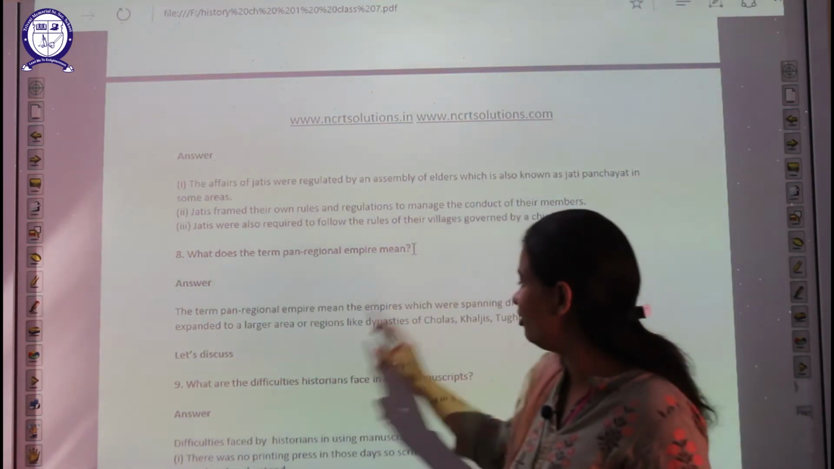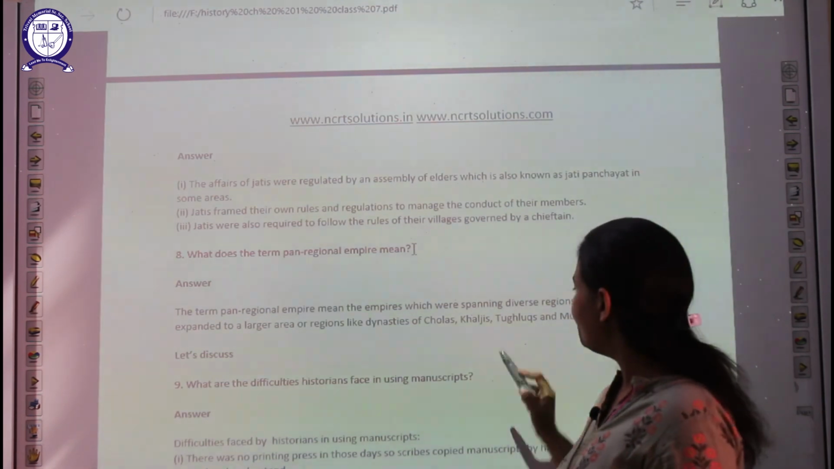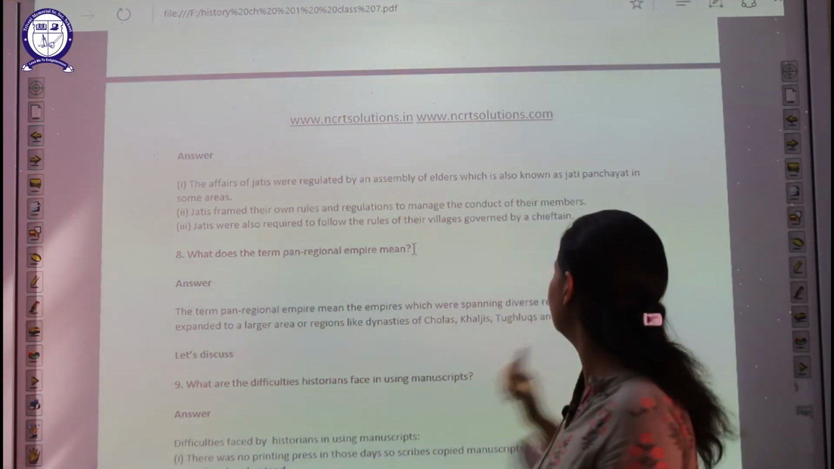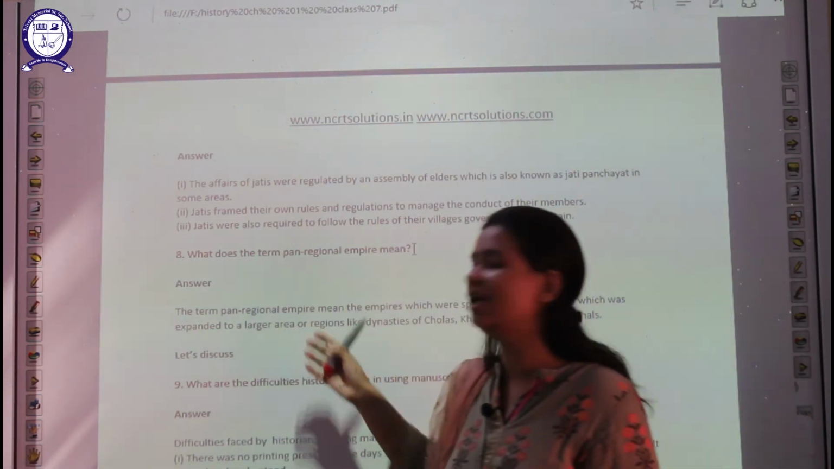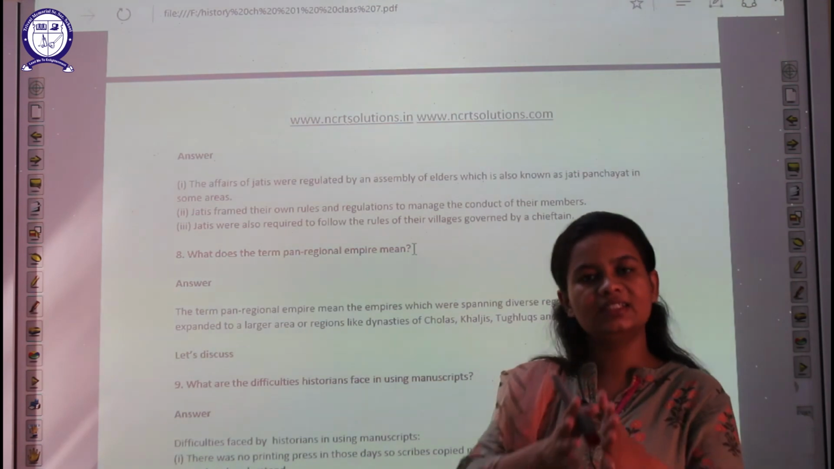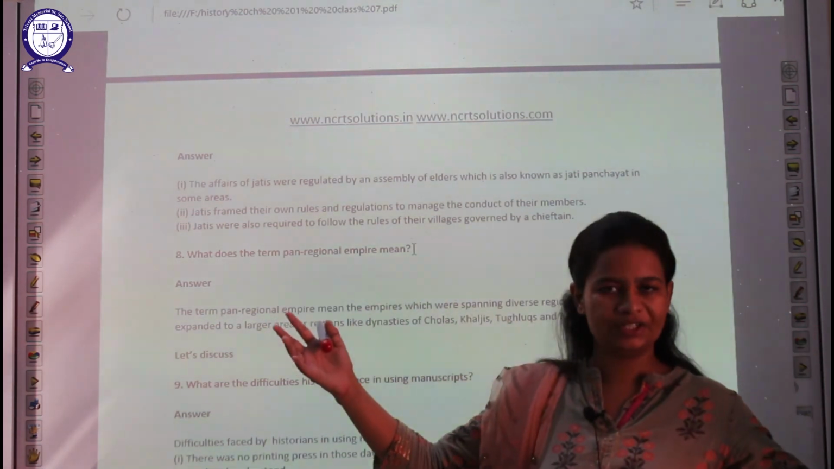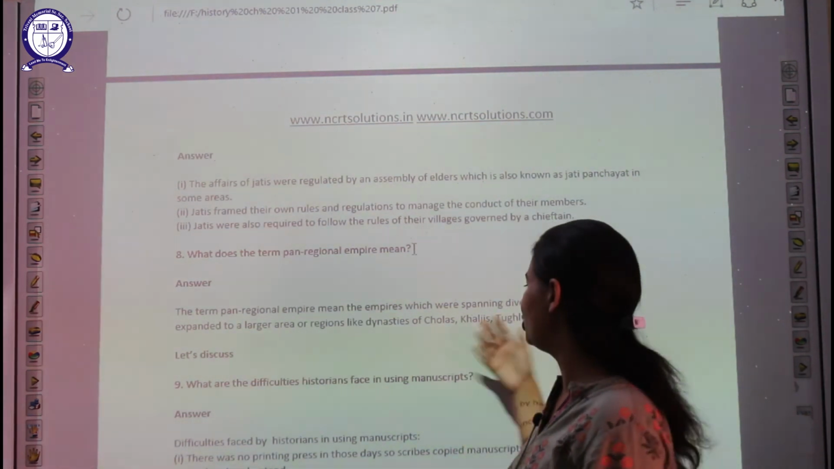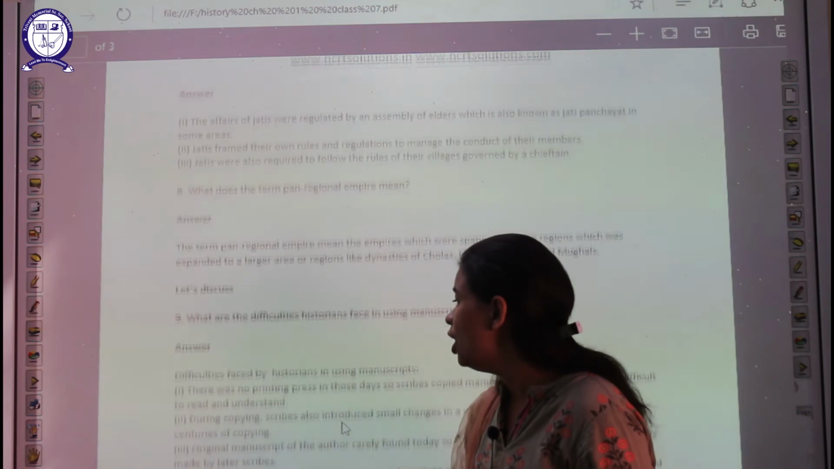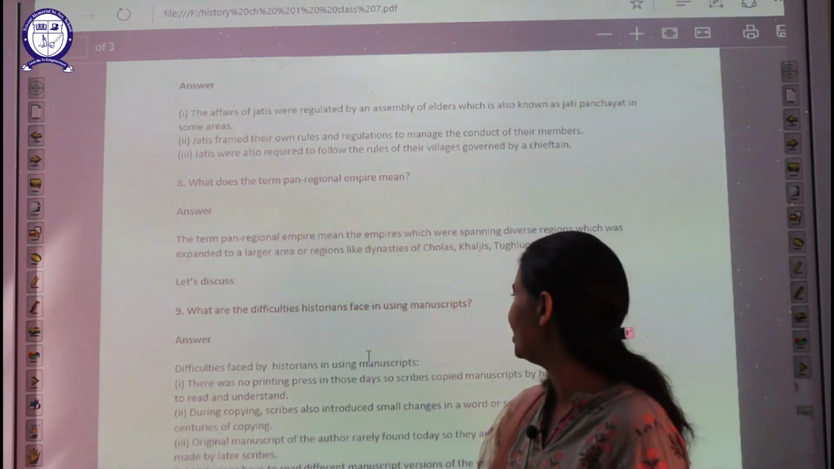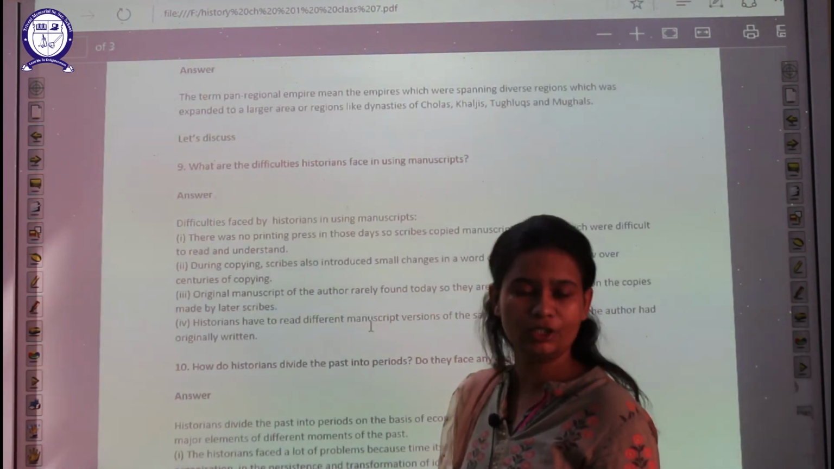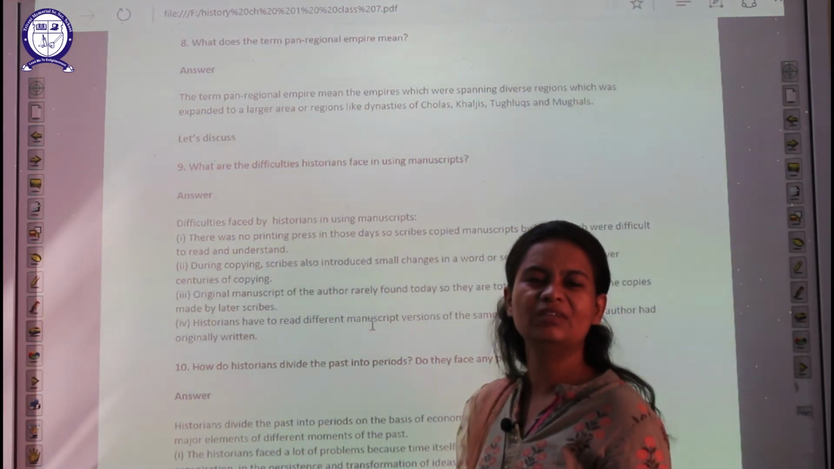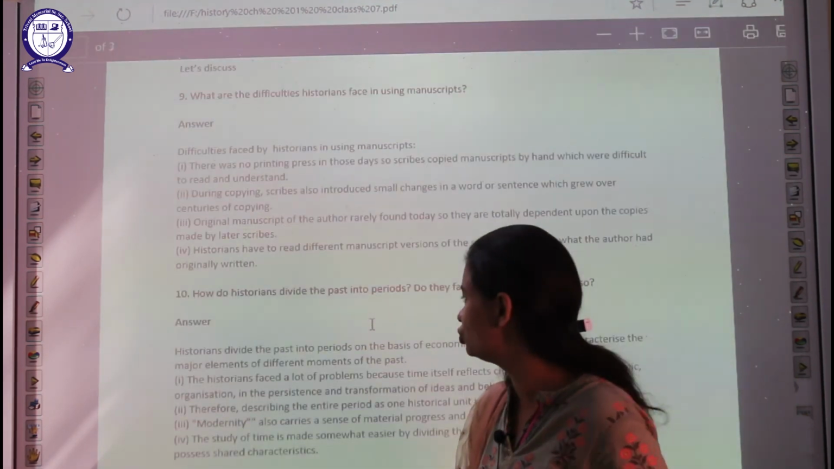The term pan-regional empire means the empire which was spanning diverse regions. Diverse means different regions, which was expanded to a large area. A small region was expanded into different areas and suddenly converted into large areas under different dynasties like Cheras, Cholas, Pandyas, etc. What are the difficulties historians faced in using manuscripts? That I already told you. It is not easy to copy the data exactly. Sometimes they were eaten by insects and other problems also arise.